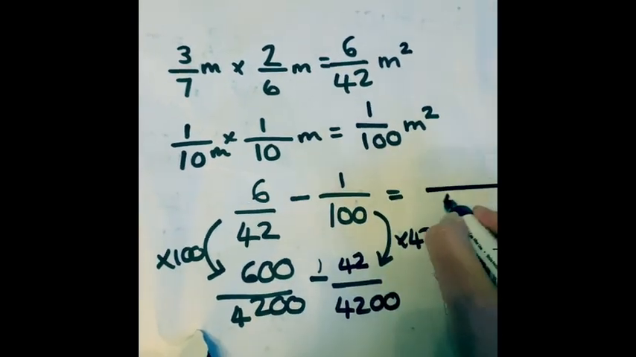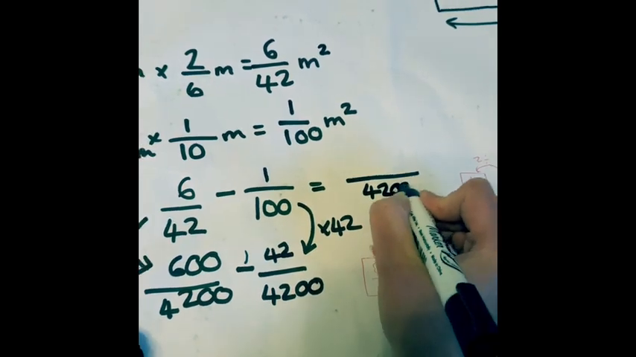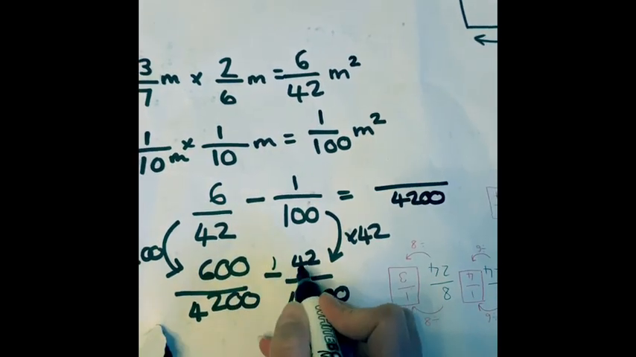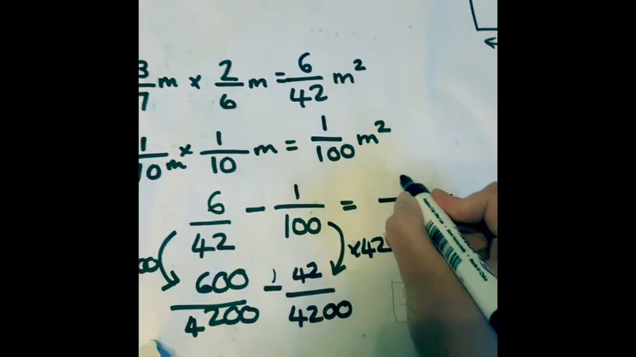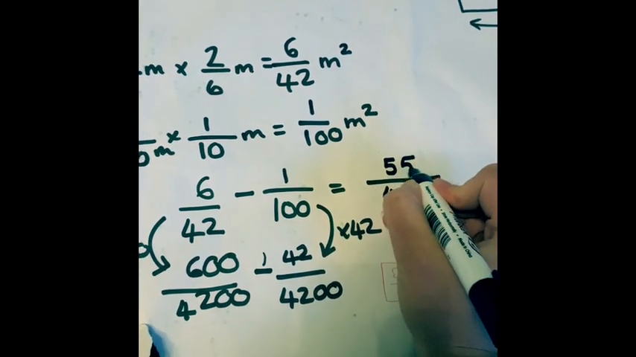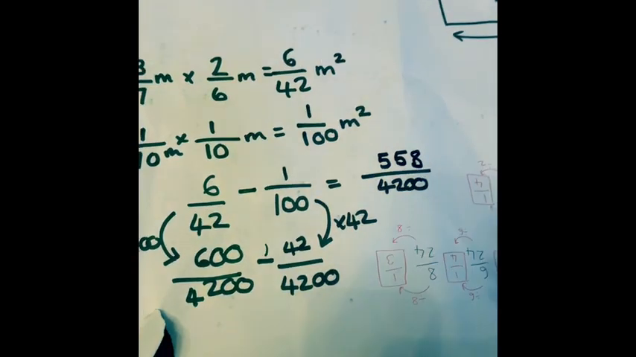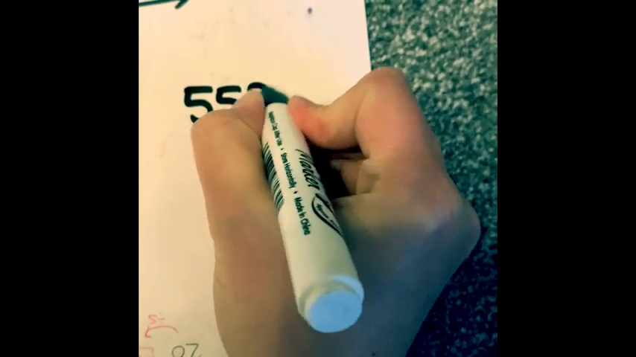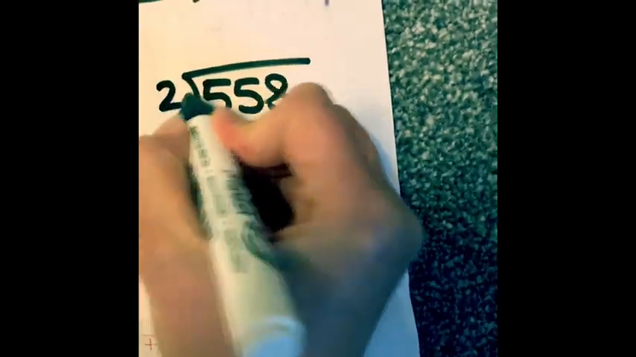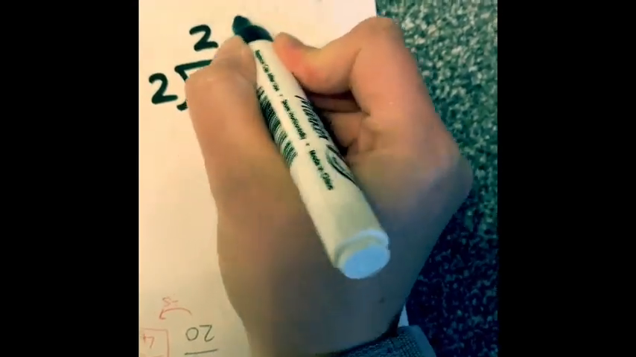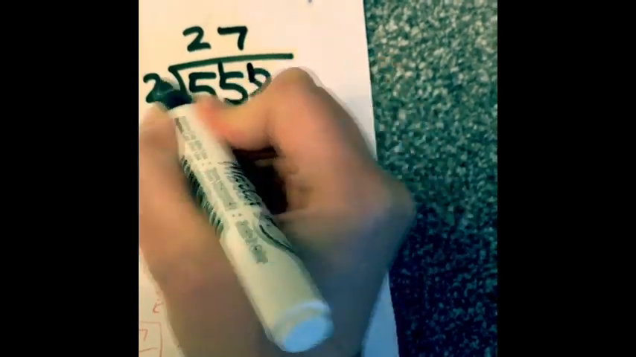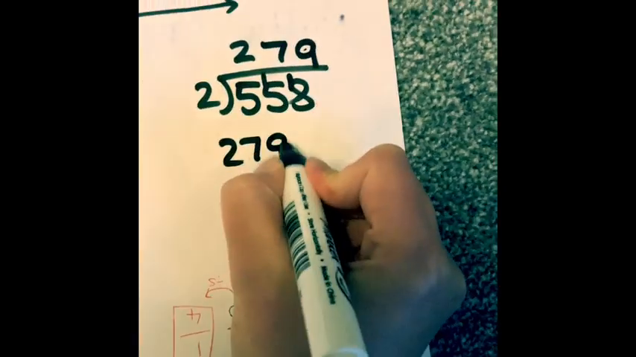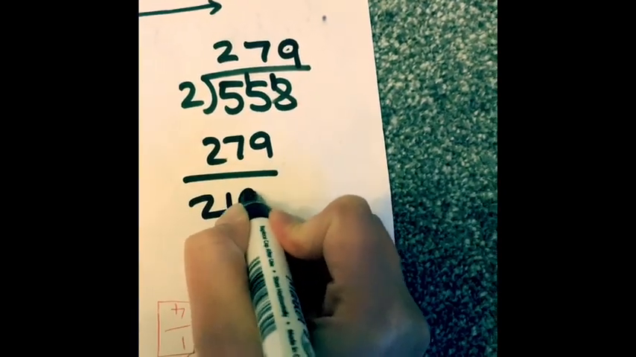So I know my answer is going to have 4,200 on the bottom. I'm going to do 600 take away 42. I know in my head that's 558, but you would just do column subtraction if you don't. Then obviously you could try and simplify it down. So I could do 558 divided by 2, which would give me 279 over 2,100.